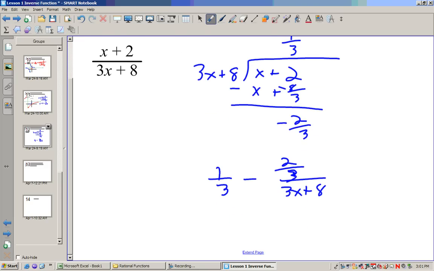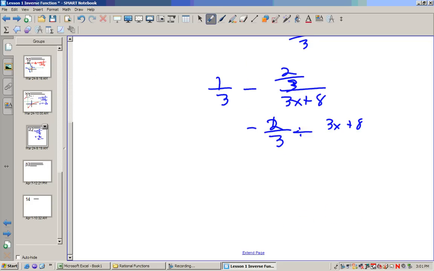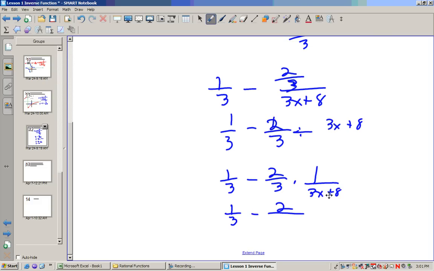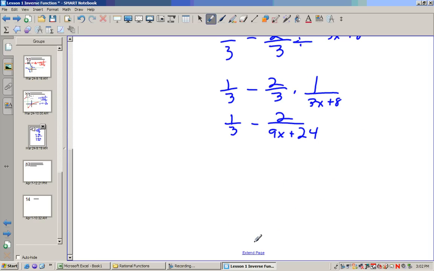Now this isn't the best way to write this. This is really 2/3 divided by 3x plus 8, which is the same thing as 2/3 times 1 over 3x plus 8. So that's 1/3 minus 2 over, this would be 9x plus 24. That's kind of weird. Let's take a look at this.